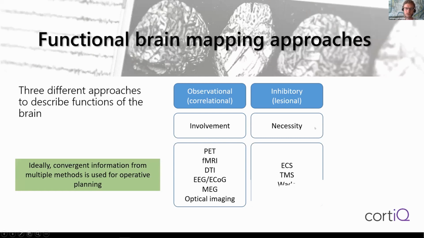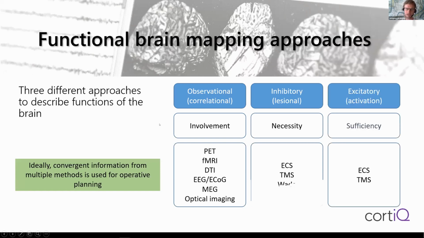So we can test whether a brain region is necessary for carrying out a task. And here only ECS or TMS or the Wada test are possible modalities to do that. The third one is we can test for sufficiency, which can also be done by ECS.